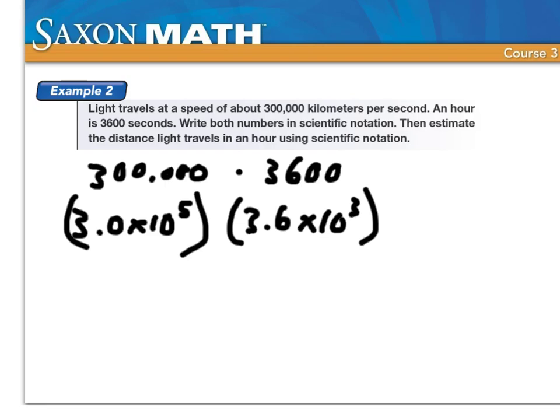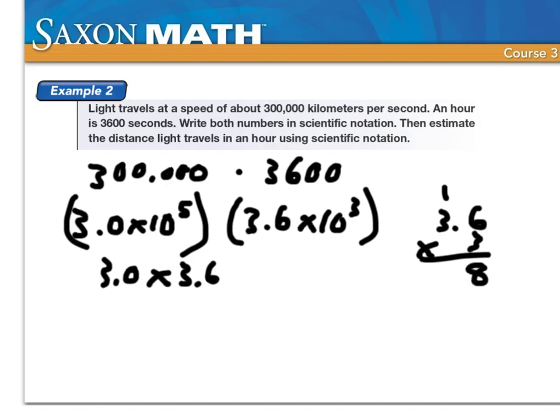Okay? Well, we're going to use scientific notation to multiply these numbers. So we're going to take the numbers first, and we're going to do 3.0 times 3.6, and when I multiply those, 3.0 is the same as 3, 6 times 3 is 18, and I carry my 1, 3 times 3 is 9, plus 1 is 10, and I need 1 decimal place in my answer. So that's 10.8.